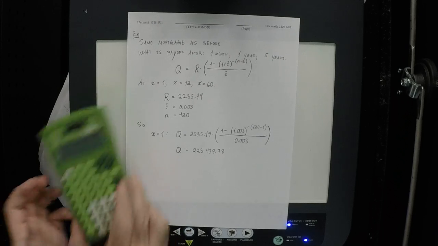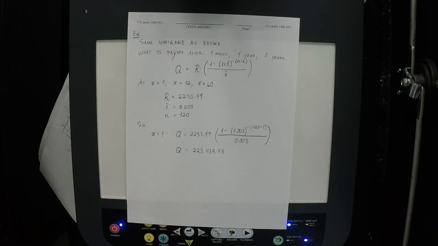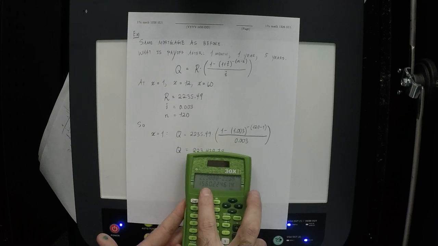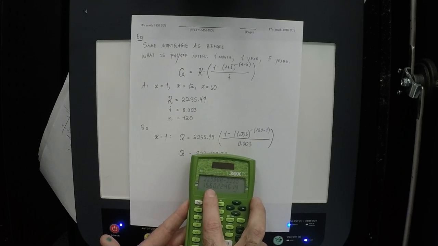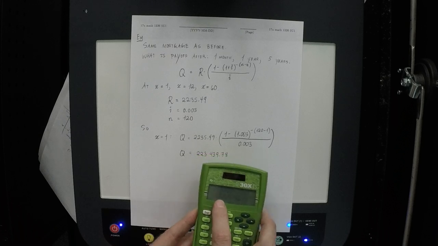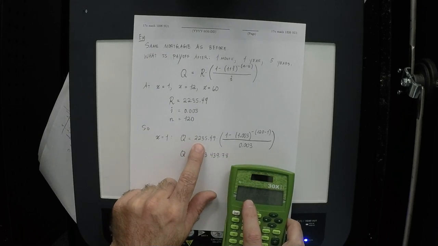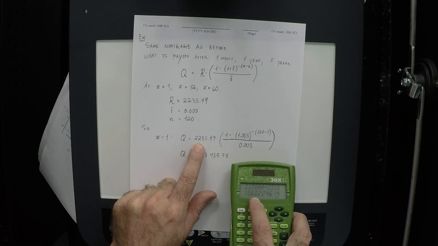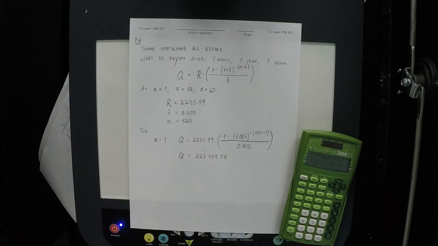Because let's think. Take this number, 225,000, minus that much. That means that you paid off that much principal. So you paid 2,235, but you only paid off 1,560 in principal, which means that you paid about $700 to interest just then.